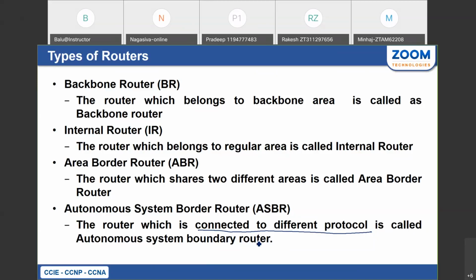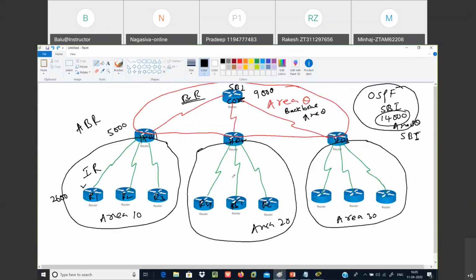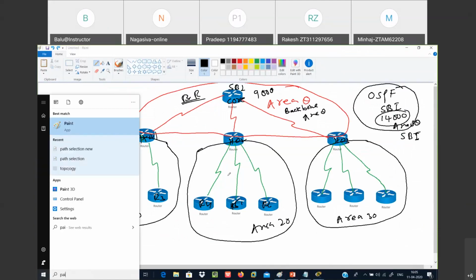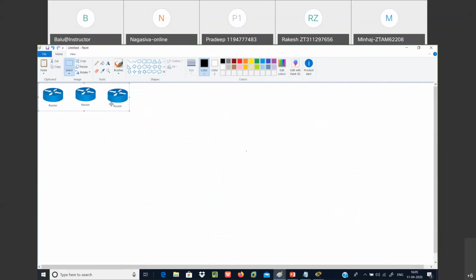Sir, one question about ASBR. Yes, please. It is connected to different protocols. Normally we have OSPF, right? If we are connecting internationally between two different regions or cities or countries, does that mean we have different protocols at that level, and that's when ASBR comes into the picture? Just a little overview, sir.